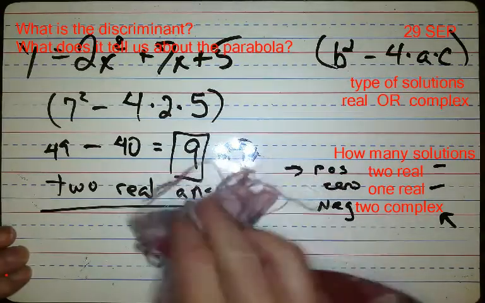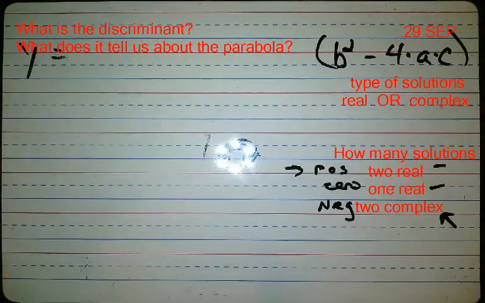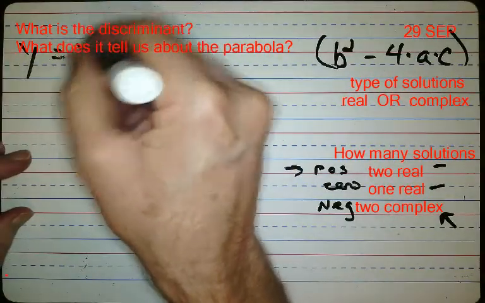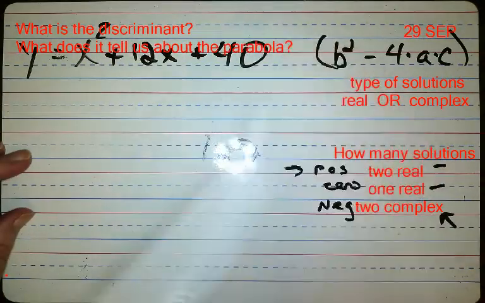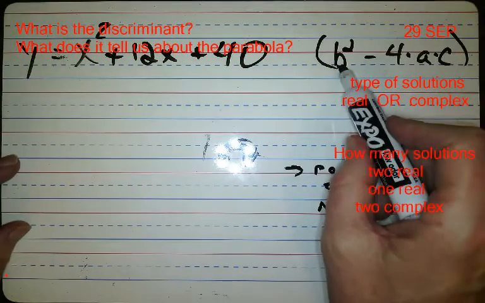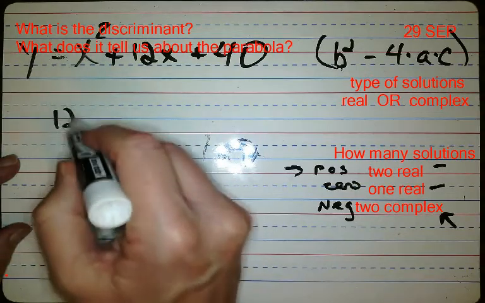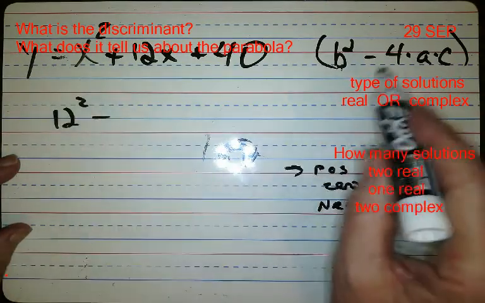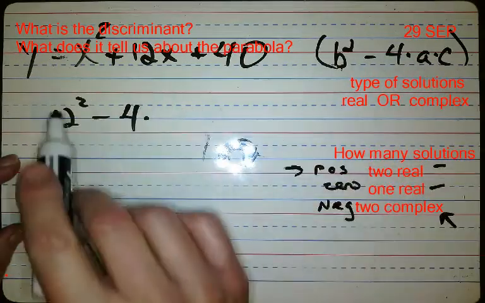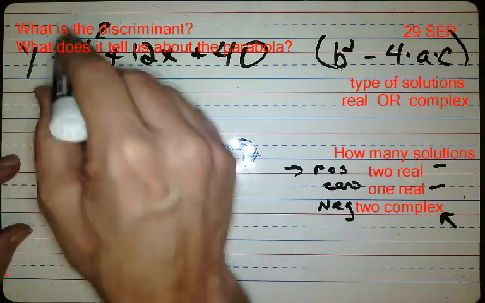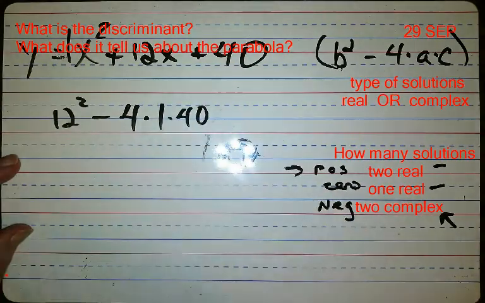Okay, well, let's do another one. See what it looks like. All right, here's another one. How about x squared plus 12x plus 40? Okay, b squared means the middle number squared. So the middle number, 12 squared, minus 4 times, there's always a 4 there, a, what's the number in front of x? It's 1. So we're going to put 1 right there. And c, 40.